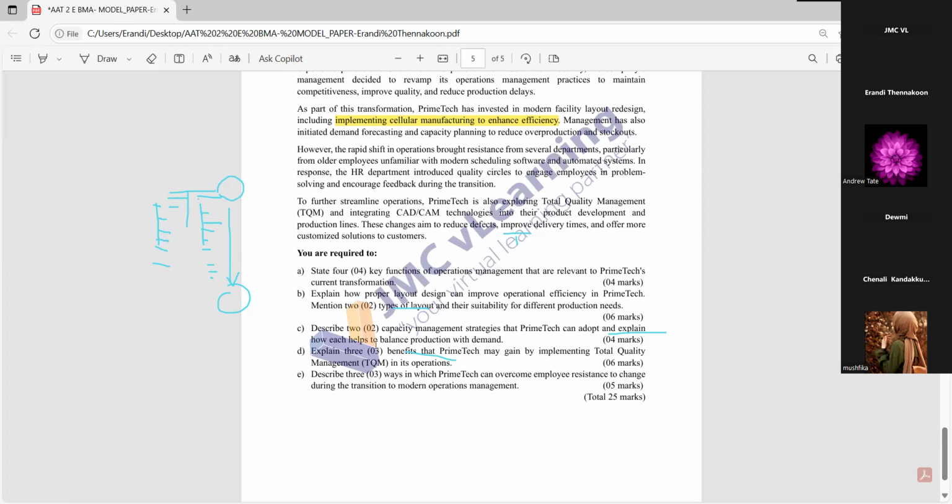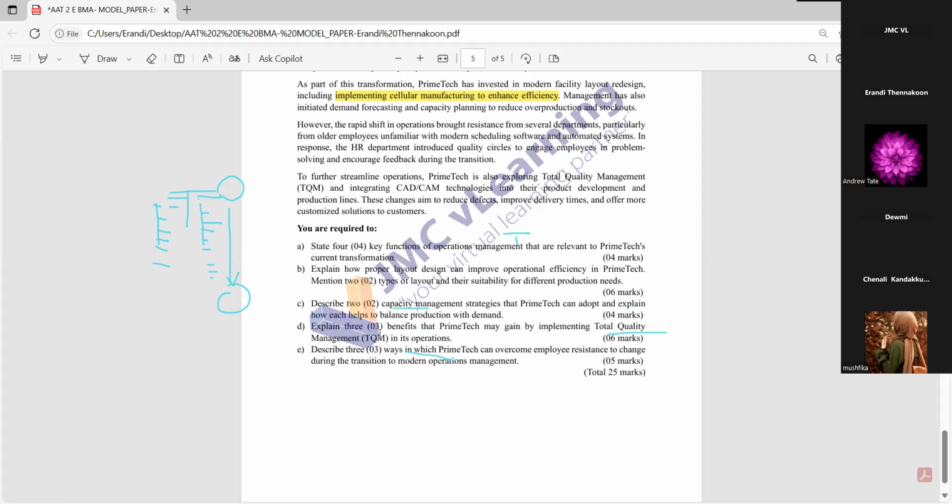Like that. Describe two capacity management strategies that Prime Tech can adopt and explain how each helps to balance production with demand. So this is C, right? So you can use the chase demand strategy, or the demand management strategy. Like that you have to explain or describe. There you can write about the benefits of these capacity management strategies, right? Like that.